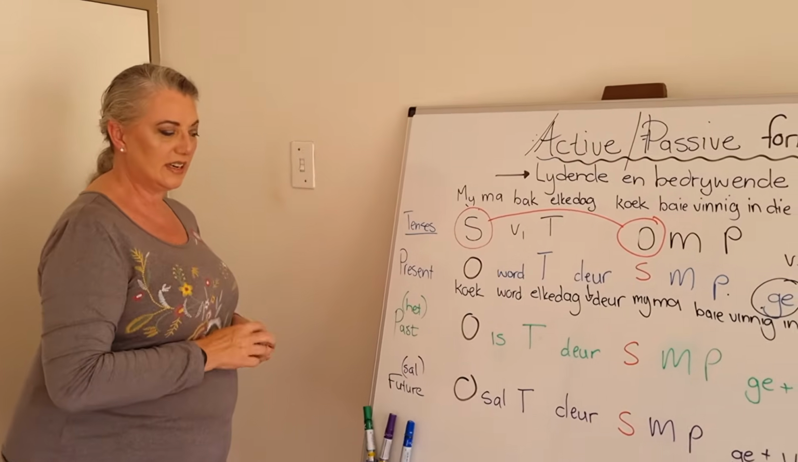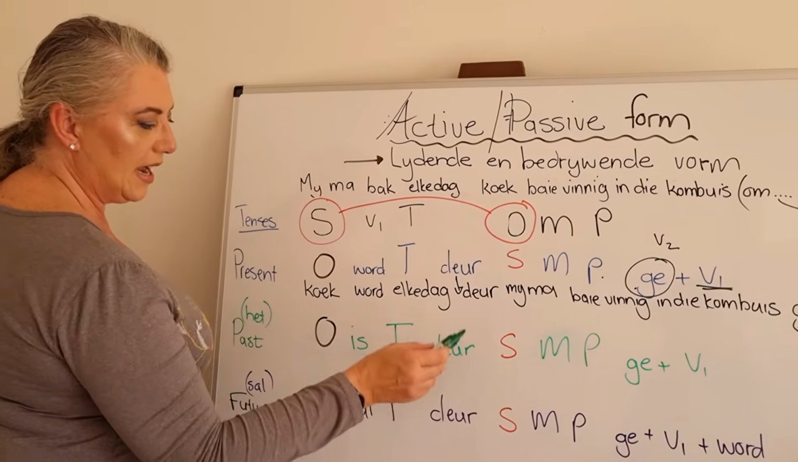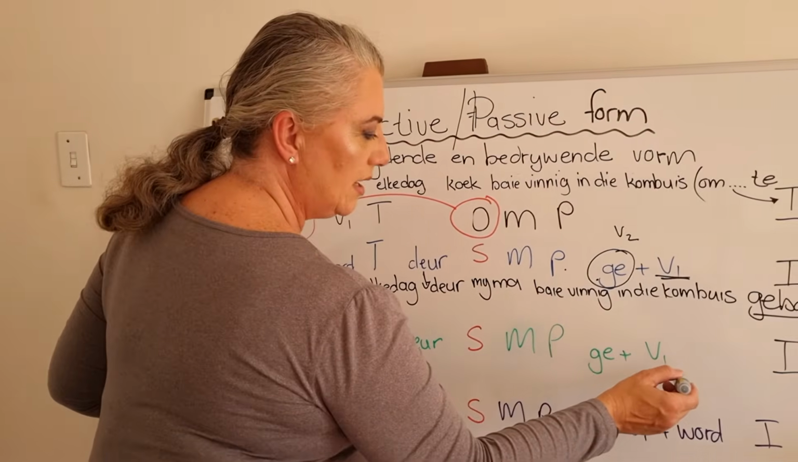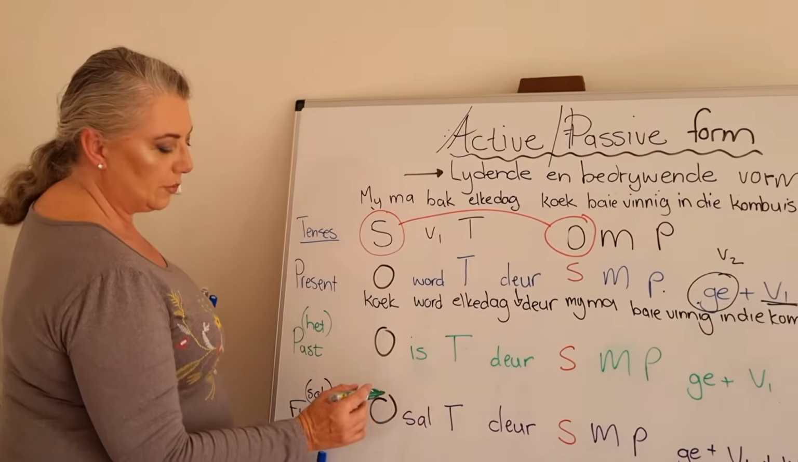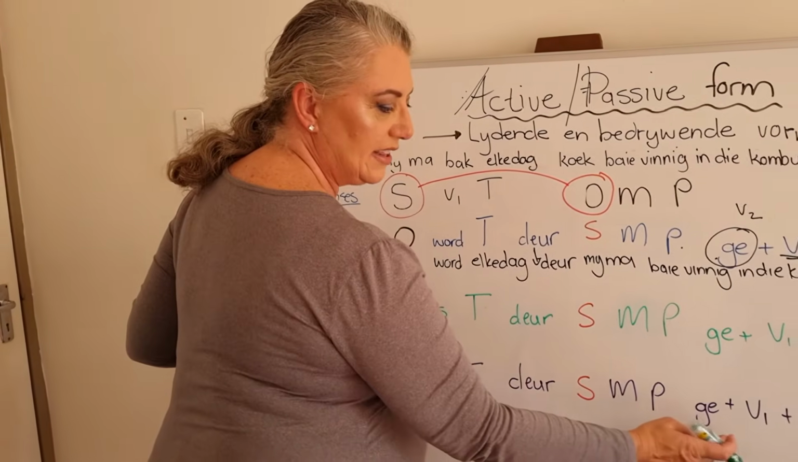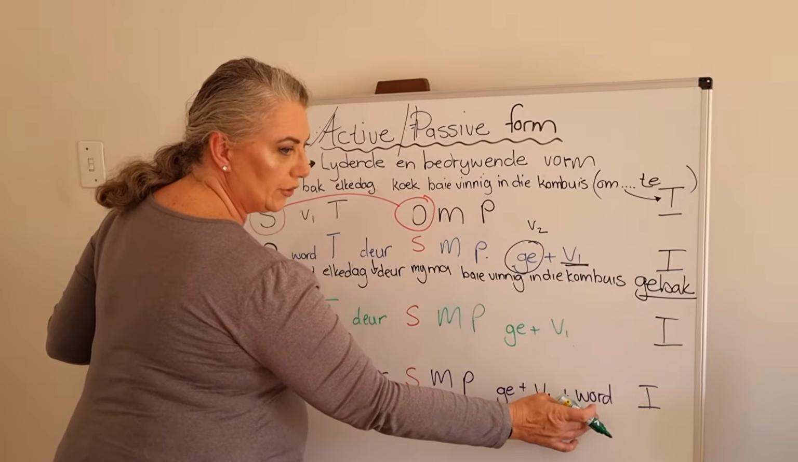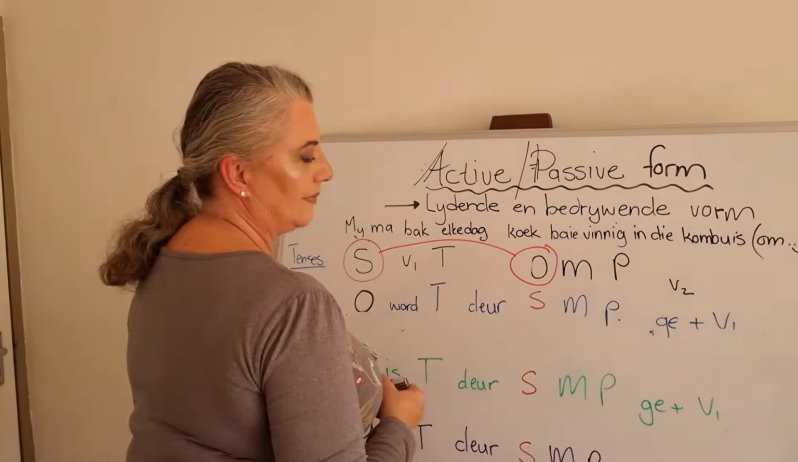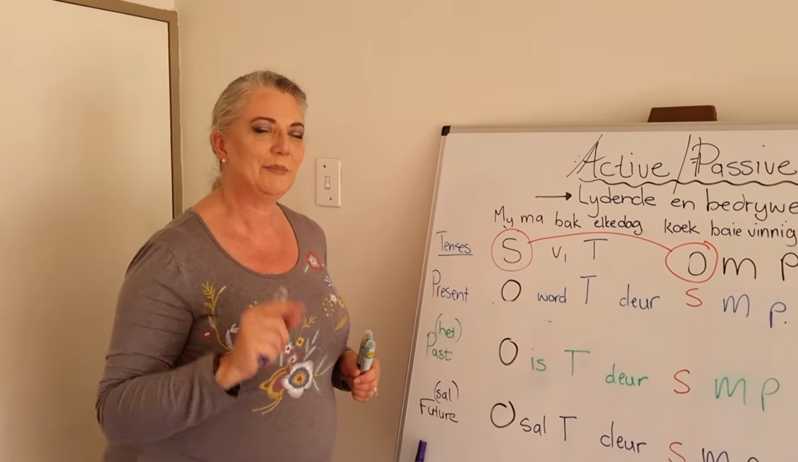For past tense, instead of word, we use is. Again, deur, the rest of the sentence stays the same. Then we use ge plus verb 1. In the future tense, we use sal. The sentence stays exactly the same. Then we use ge, the first verb, but we add word. This looks very complicated, but let me show you something.